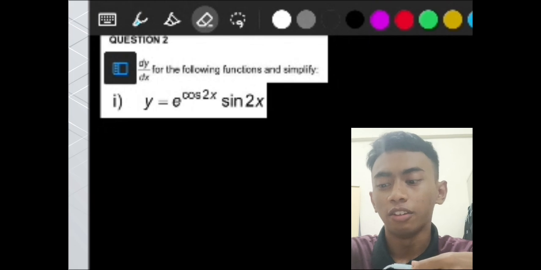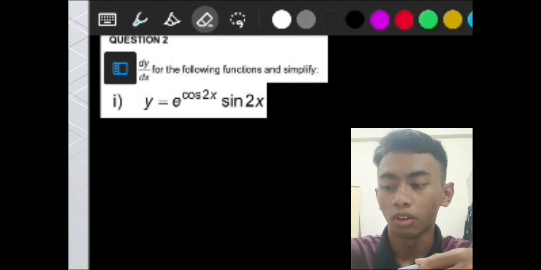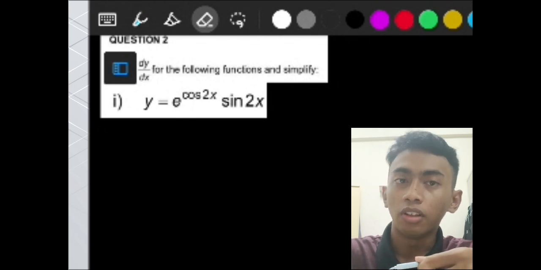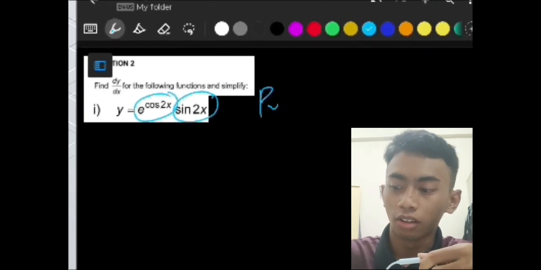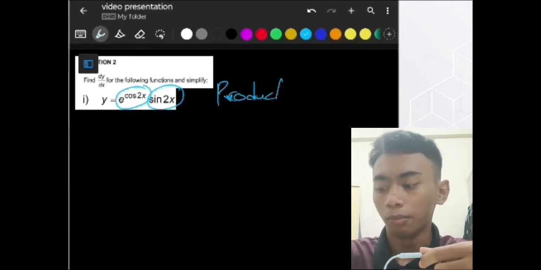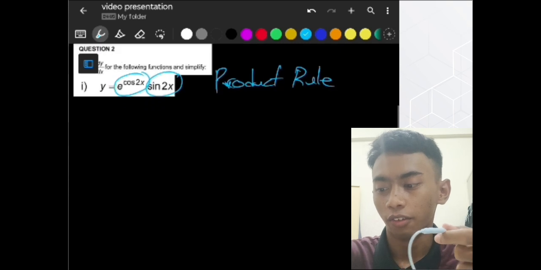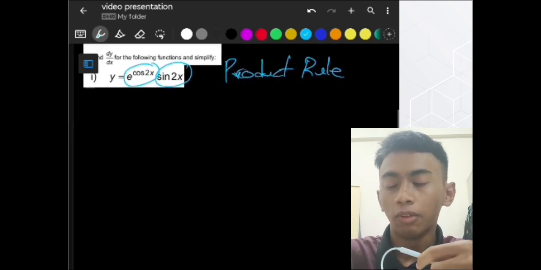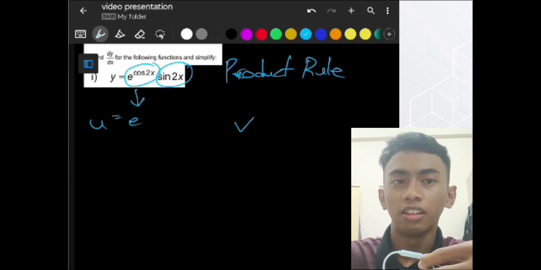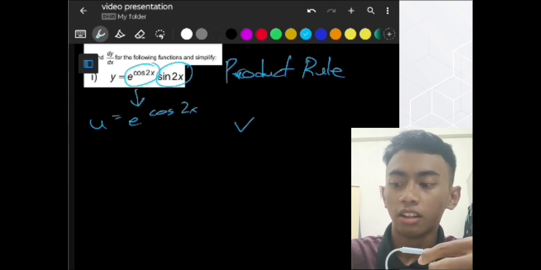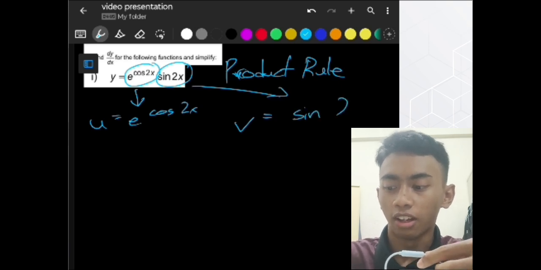I'm Atif and I'll be answering question 2i. Find the dy/dx for the following function and simplify. y equals e to the power of cos 2x times sin 2x. First, we look at the question. There are two different functions in the y function, so we must use the product rule to simplify this function. First, we must find u and v, u being the first function and v being the second function. u is e to the power of cos 2x, v is sin 2x.